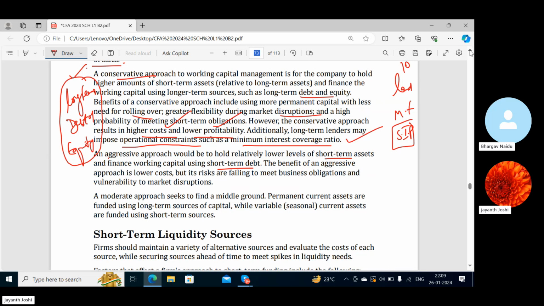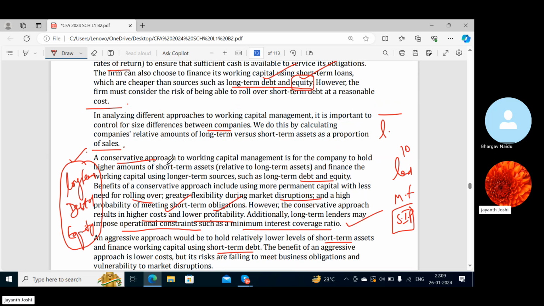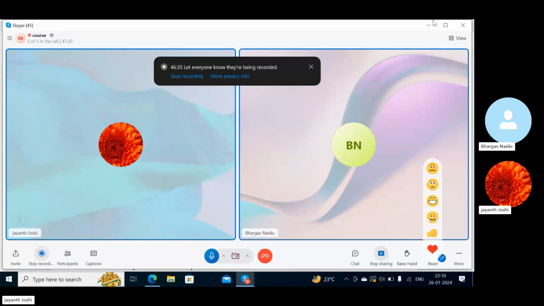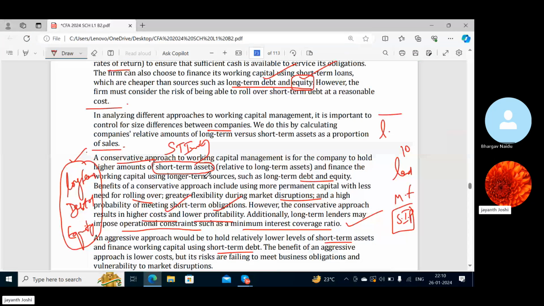So what are you doing here? You are maintaining what? Higher amount of short term assets. Short term assets can be short term investments, correct or wrong? Can this be a short term asset or not? SIP, mutual funds, marketable securities. Yeah. So if you are having more short term assets, it's because you're looking for short term profits, returns.